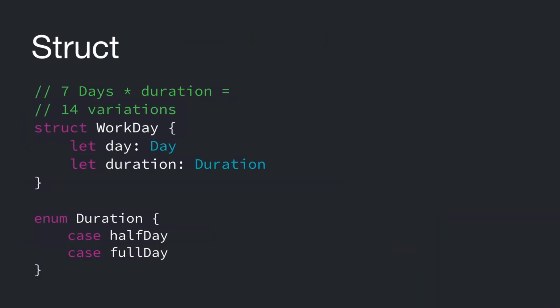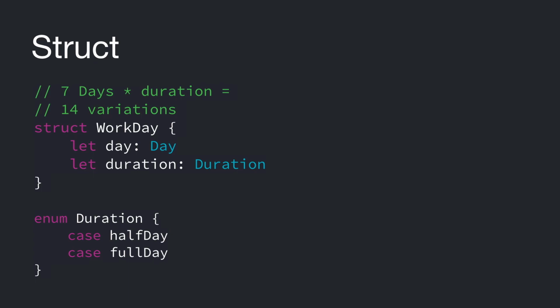So for example, let's say we're modeling a work day, an element of work, and it could be half a day or full day. And we use the day enum from before, so 7 cases. And we're using a half day or full day enum that we just introduced. Together we can have 14 different types of work days.